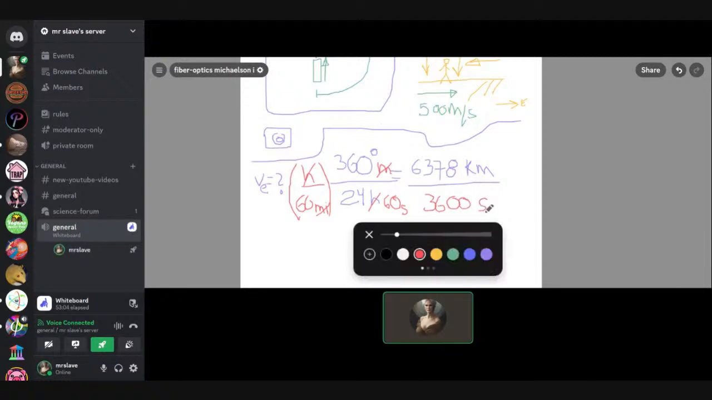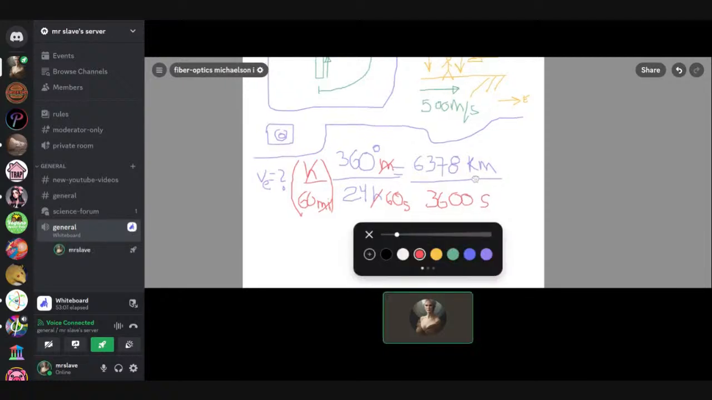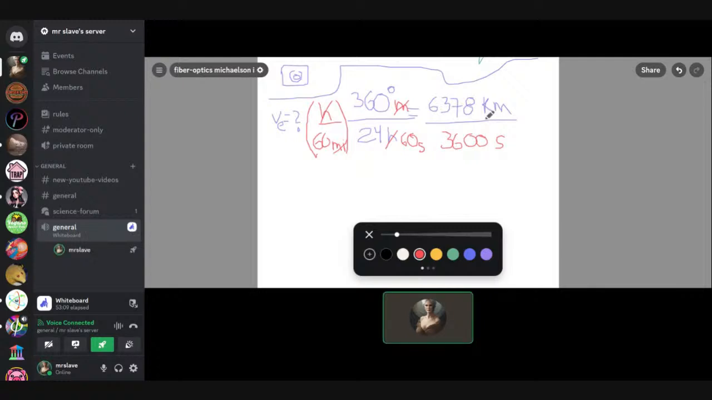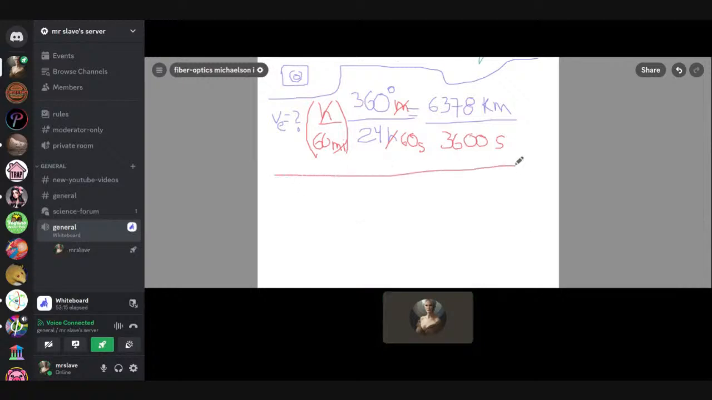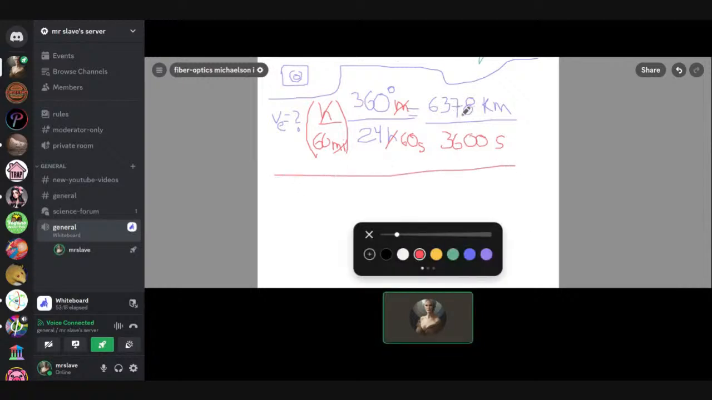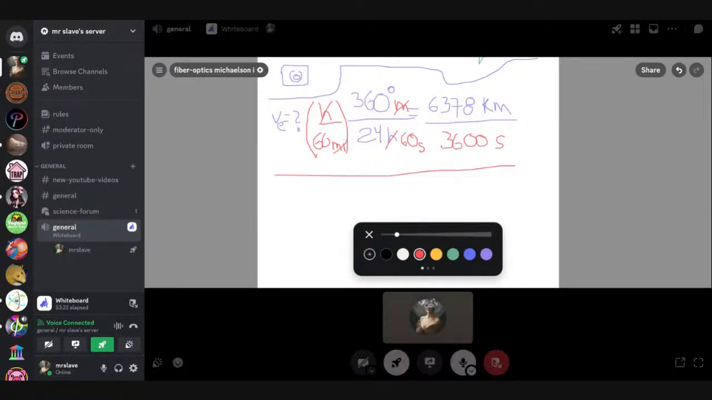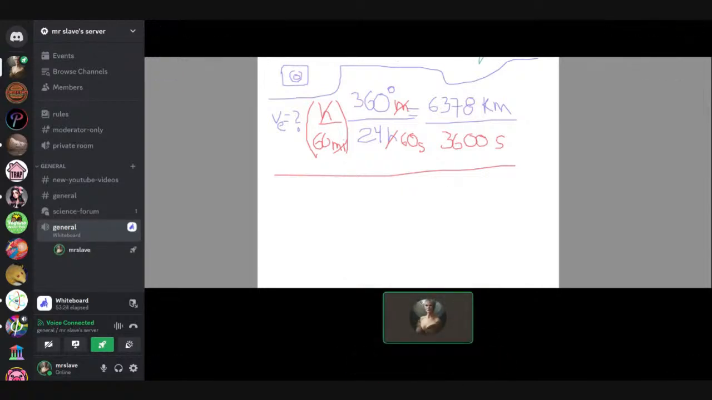And that's seconds. So this is a revolution. So we're traveling at this many meters per second. So 6378 divided by 3600. Where's the calculator? How do you pin to taskbar?